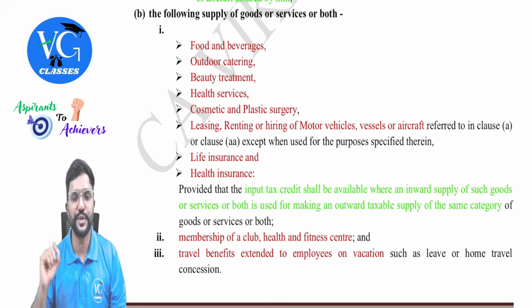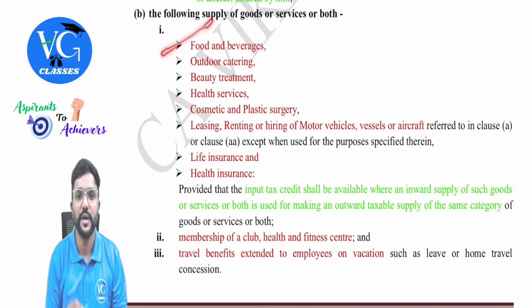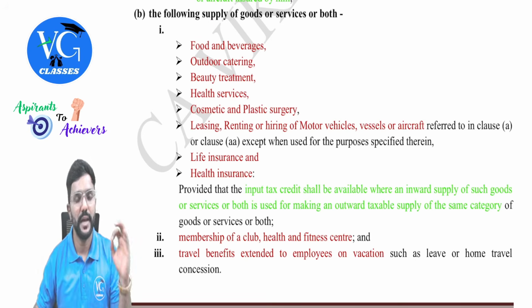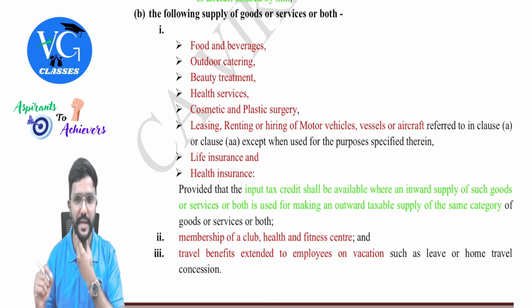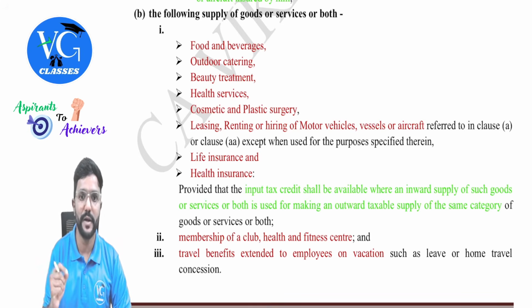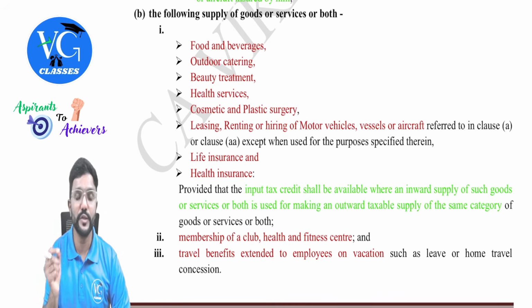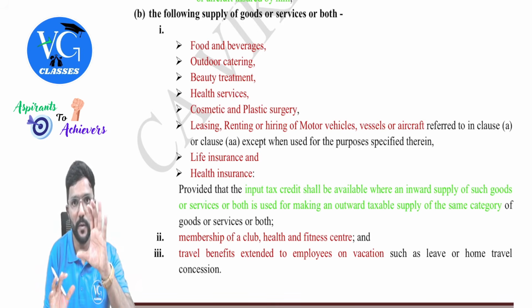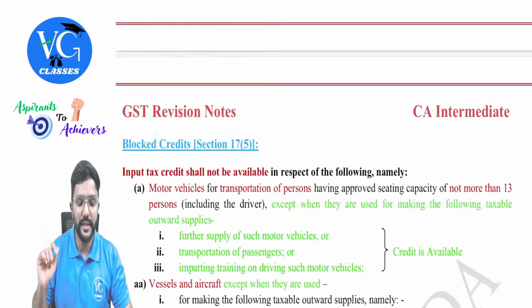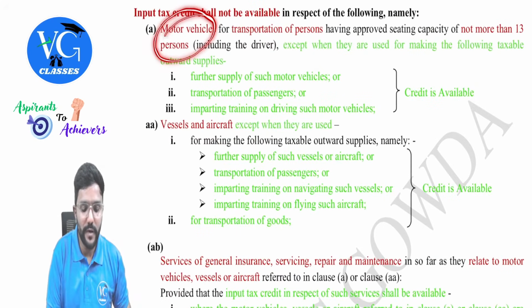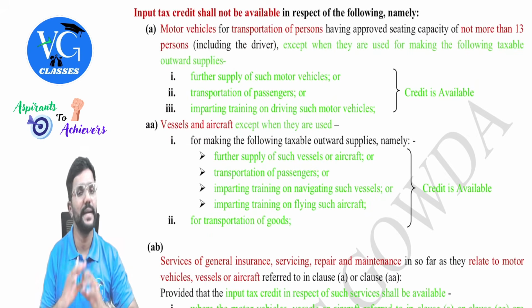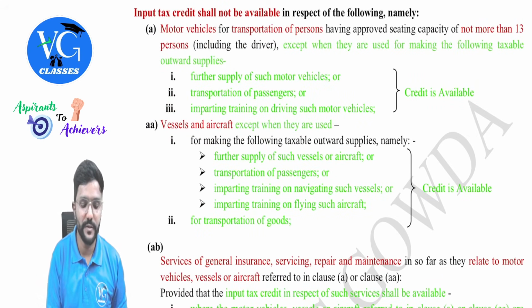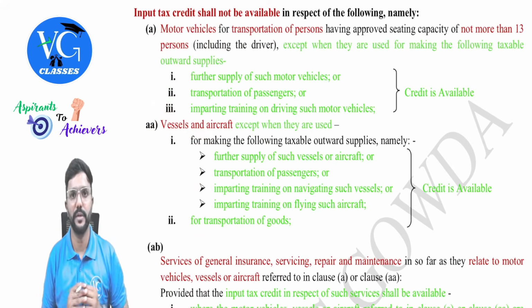The following supply of goods or services or both, that is food and beverages, outdoor catering, beauty treatment, health services, cosmetic and plastic surgery, leasing, renting or hiring of motor vehicles, vessels or aircraft referred to in clause A or clause AA, except when used for the purposes specified therein. Okay, listen here. We already learned that if a motor vehicle, vessel or aircraft is purchased and GST is paid on purchase, it is blocked. But if it is used for the following purposes, credit is available.